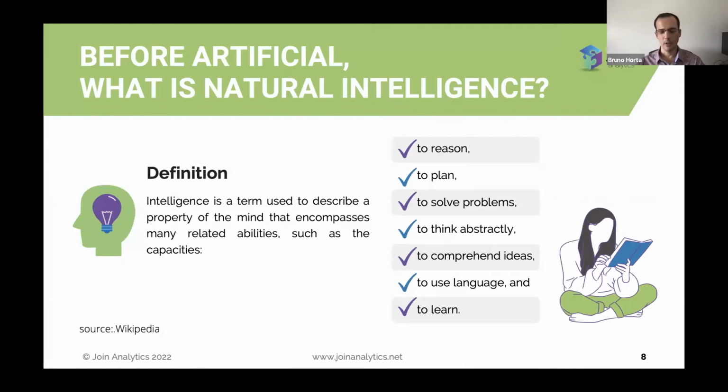But before we explain what artificial intelligence is, let's first have a look at the definition of natural intelligence. Intelligence is a very difficult term to define. If you ask 10 different people, you'll probably get 10 different answers, but this is one that I like. Intelligence is a term used to describe a property of the mind that encompasses many related abilities, such as the capabilities to reason, to plan, to solve problems, to think abstractly, to comprehend ideas, to use language, to learn.